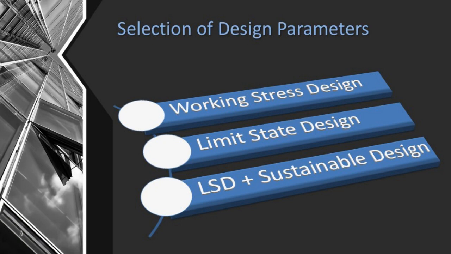But nowadays we have one more dimension to it, that is the sustainable design. Nowadays the industry is demanding limit state design with some sustainable design parameters in it, because sustainability is the demand of 2021 and the future. Here we need to think about stability, we need to think about economics, we need to think about the financial, social and environmental aspects.